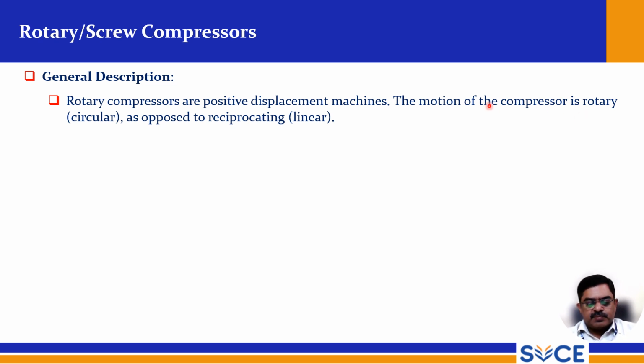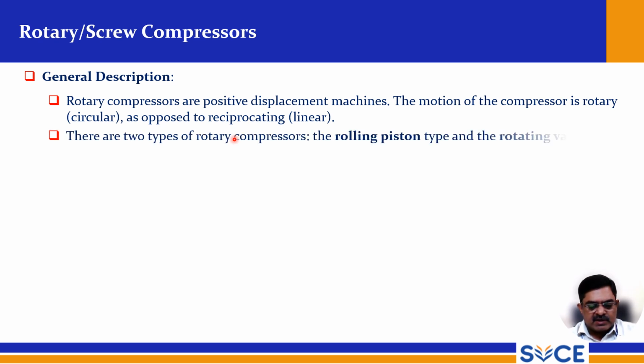The motion of the compressor is rotary, that is circular, as opposed to reciprocating linear. So reciprocating is linear, the reciprocation that is used in piston type compressors, whereas here we are using only circular motion. There are two types of rotary compressors: the rolling piston and the rotating vane type.